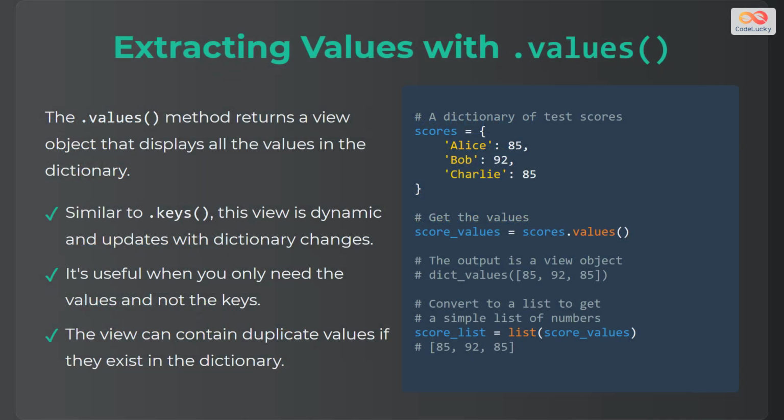Similar to the keys method, the values method returns a view object, but this time, it contains all the values from the dictionary. This is perfect for situations where you only care about the values themselves and not the keys they are associated with. Just like keys, the values view is also dynamic.